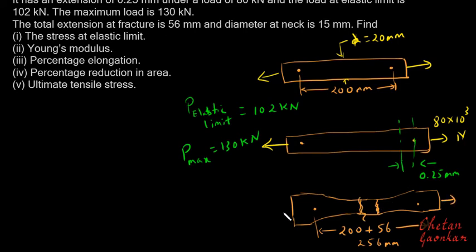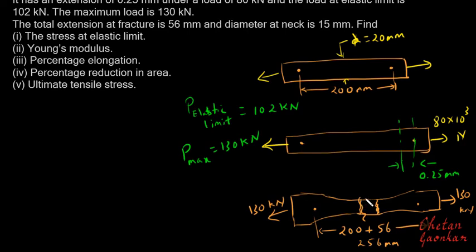So after this excessive load of 130 kilonewton, the fracture will occur, and the length at the fracture will be how much? 56 mm. So the length at the fracture is 56 mm. So at this stage the total length will be 256 mm.